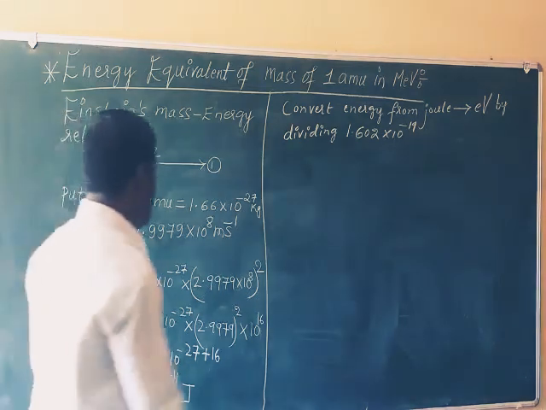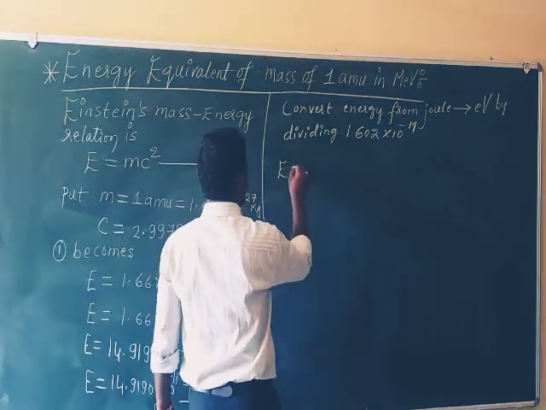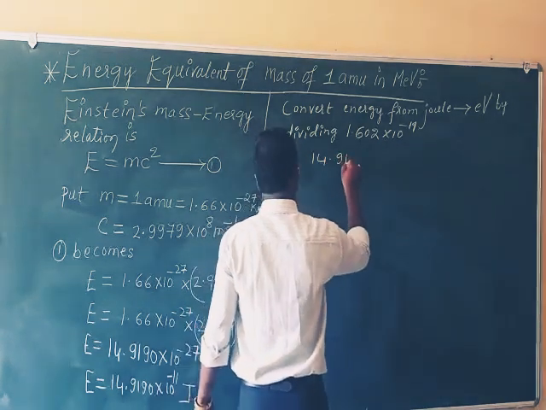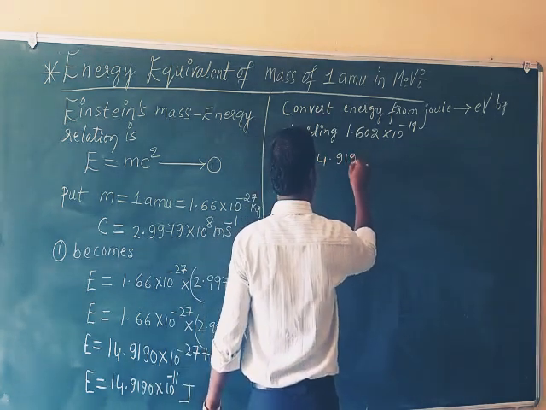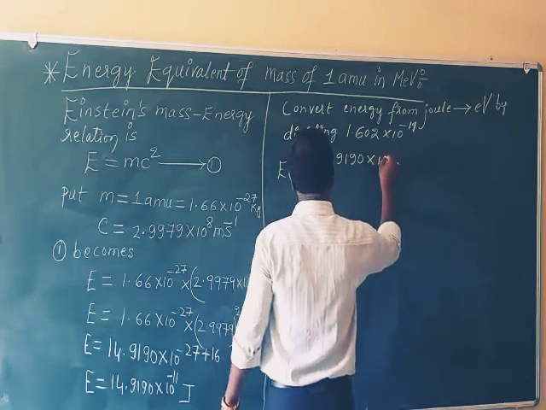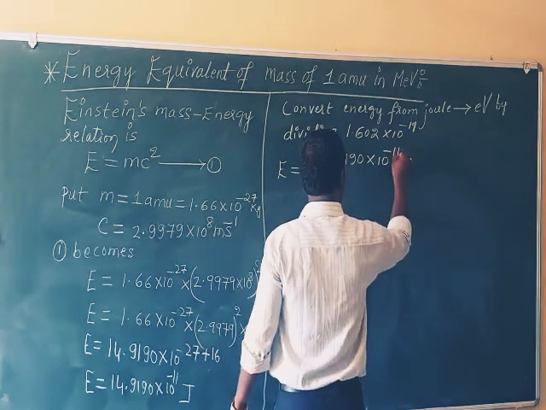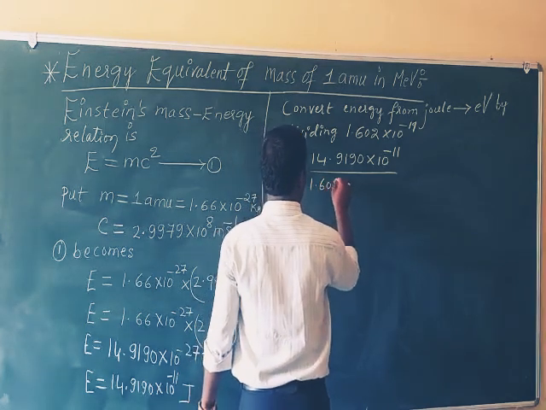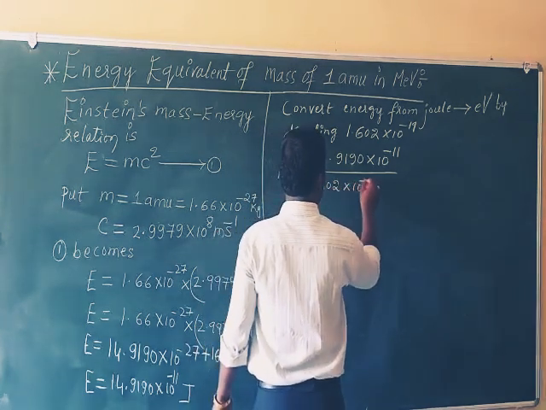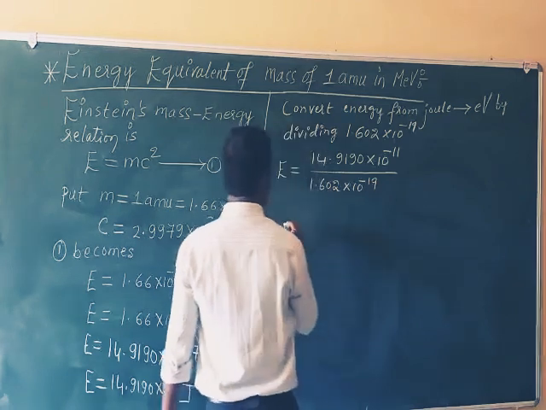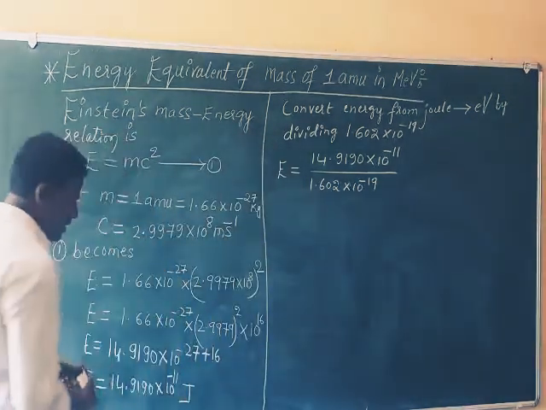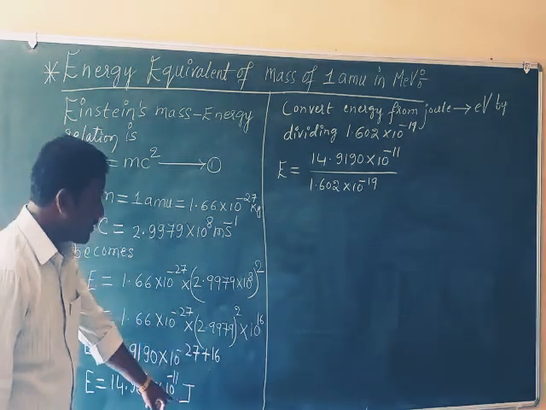Divide this value, so you can convert the value 14.9190 into 10 to the power of minus 11 divided by 1.602 into 10 to the power of minus 19. So see here, 7 minus 6 is 11.